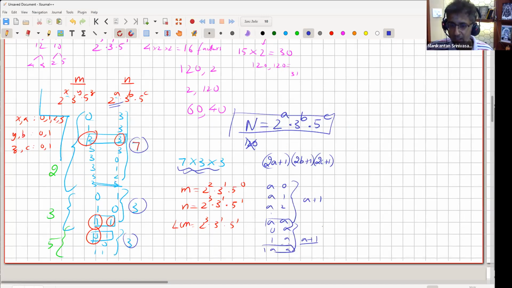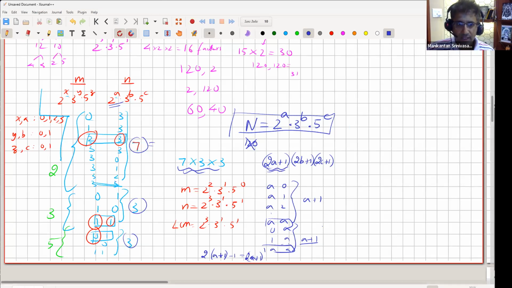So it's 2 times A plus 1 minus 1 for the double counting, right? So it's just 2A plus 1. And likewise for B, likewise for C. So once you've listed out all of them, it's just the product of all of them. Does it make sense?